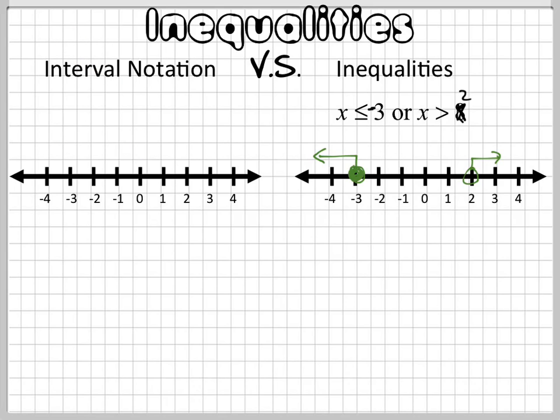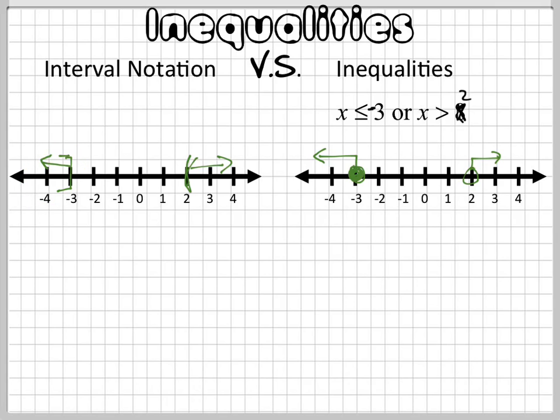So I'm going to put a bracket right here on the -3 and point the arrow that way. And I'm going to put a parenthesis right here on the 2 and point it that way. See, we have two different intervals here. Whenever you see the arrow, you know that it's unbounded, and you have to put an infinity sign there. So let's do this one first.